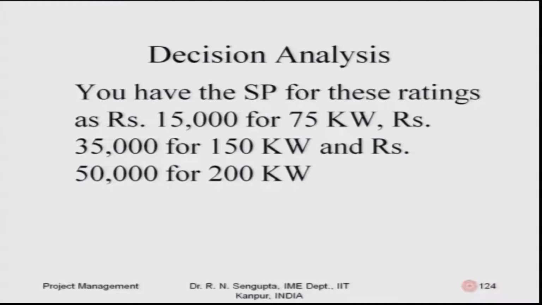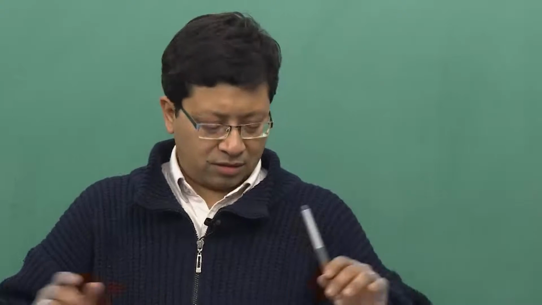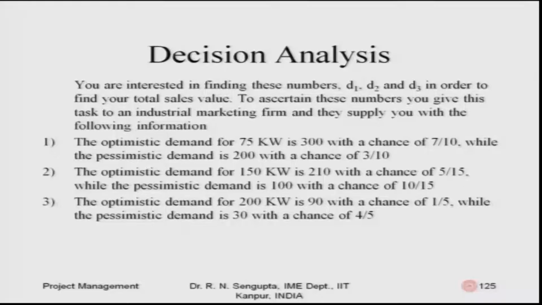You have the selling price for these ratings: rupees 15,000 for the 75, rupees 35,000 for the 150, and rupees 50,000 for the 200 kilowatts. What you are interested in finding out is the demand numbers D1, D2, D3 with certain probabilities, such that you can find the overall profit, considering we are not going to consider the cost structure for the time being. So, what you would need would be like this.